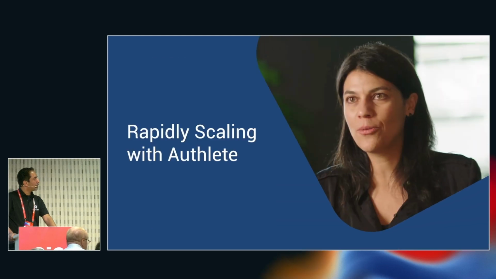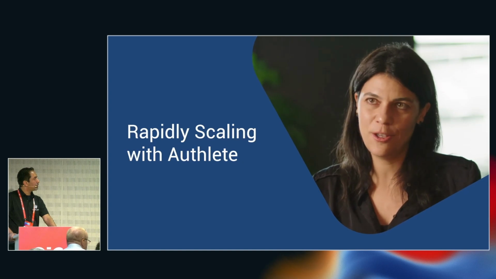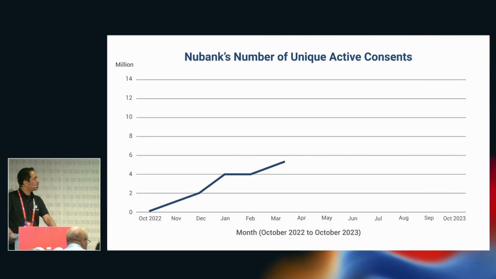In 12 months, we got more than 1 million consents. That's a huge number. So it was really important to have someone that in a matter of 1 year could go from 0 to 1 million, and in less than 2 years go from 0 to 10 million customers. And Authlete was definitely the provider that we felt was the right one to embark on this journey with us.